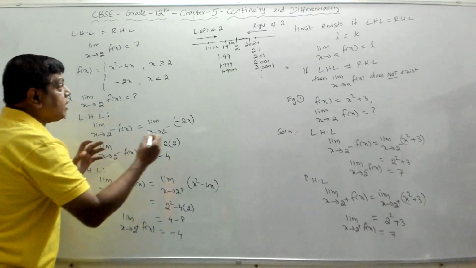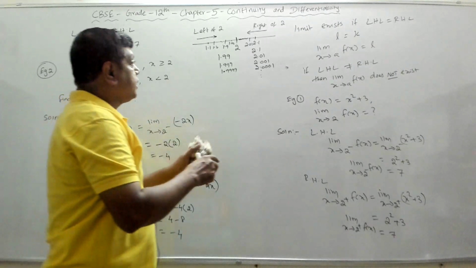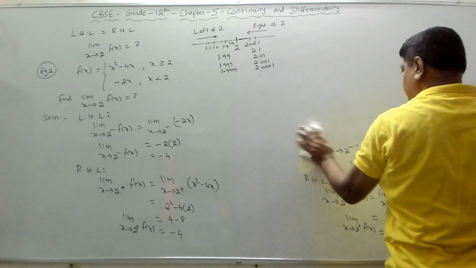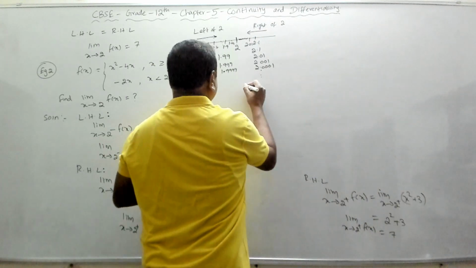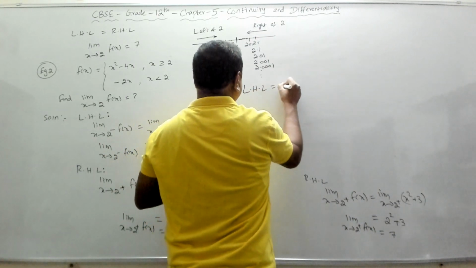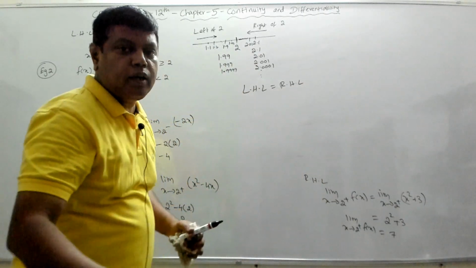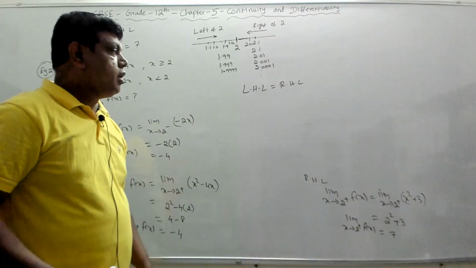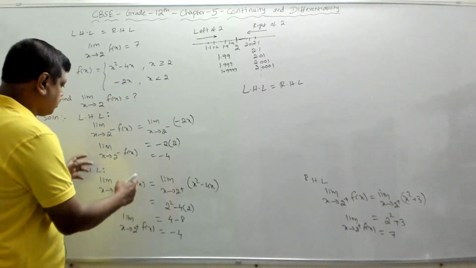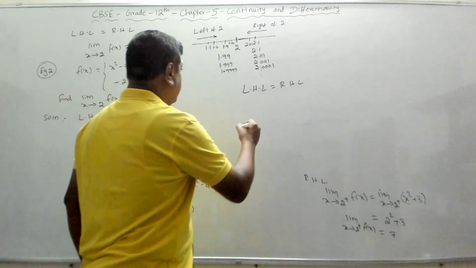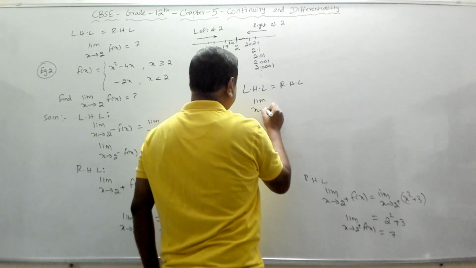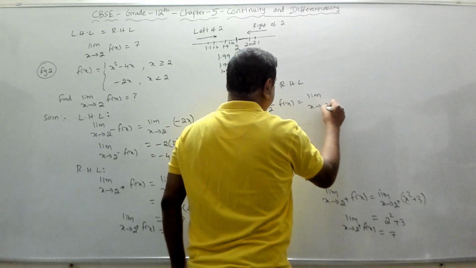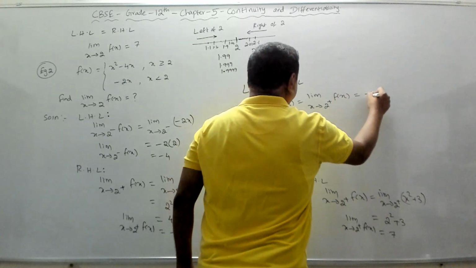So the left hand limit is equal to the right hand limit. Therefore we say LHL equals RHL, because both are minus 4. So we say limit x goes to 2 minus f of x is equal to limit x goes to 2 plus f of x, and both are equal to minus 4.